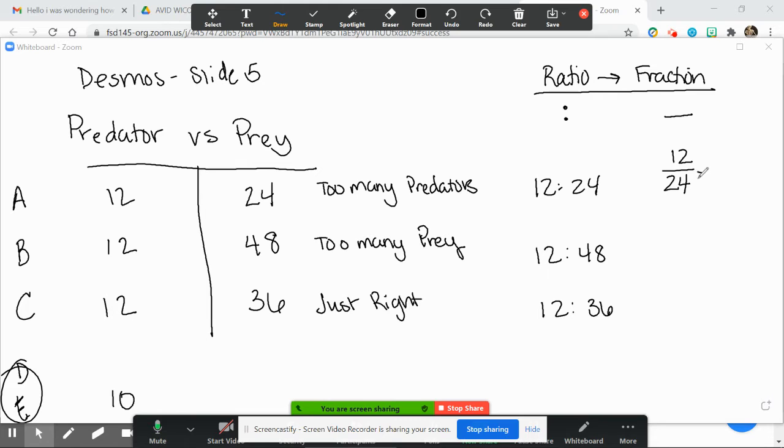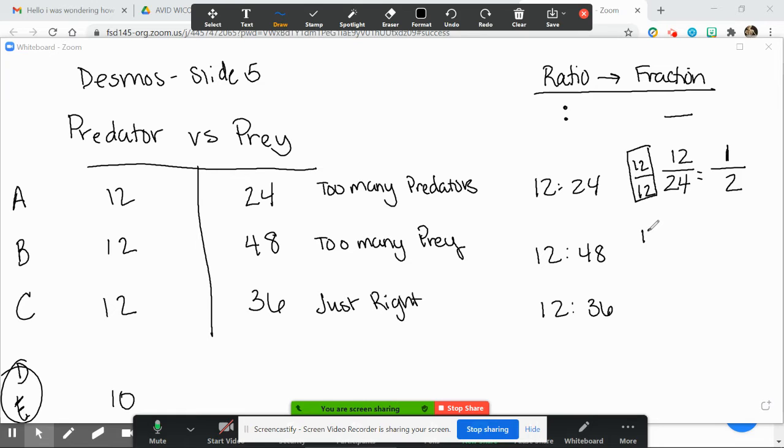And if we were to reduce this fraction, make it as small as we possibly can, we would try to find something that we can divide both the top and the bottom by. And you can always start small with like a 2/2. But I know that 12 goes into both the top and the bottom. 12 times 1 gives me 12. 12 times 2 gives me 24. So this is the reduced fraction for this.